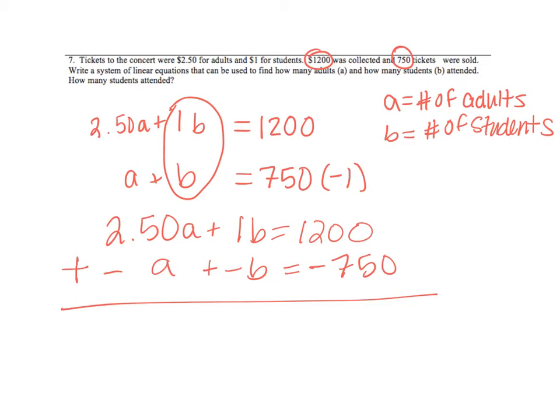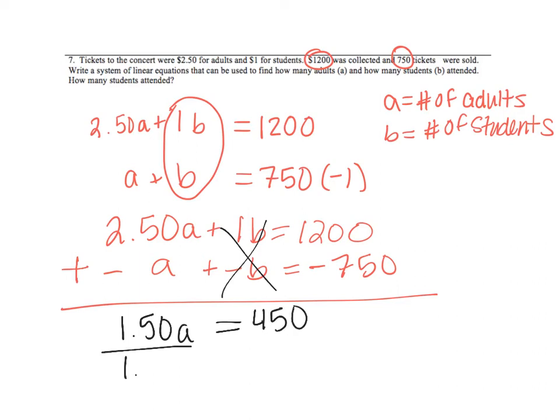and that will give me 2.5 minus 1 gives me 1.5a. The b's cancel, and that is equal to, so that'll leave me with 450. Then I'll divide by 1.5. That will leave me with A equal to 300.